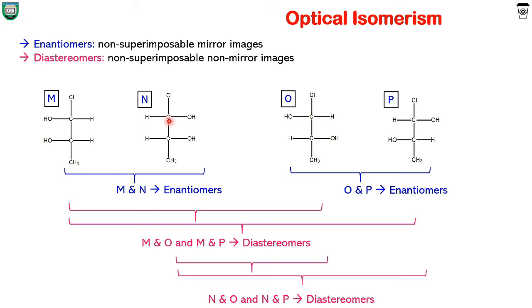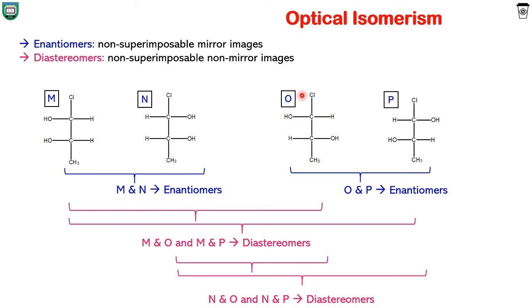In N, the top chiral carbon has OH on the right side and H on the left side, while this one has right side H and left side OH. The second chiral center has OH and H, and this one also has right side OH and left side H. So only one chiral center is inverted while we are moving from N to O. So these two are diastereomers. Same way, M and O, M and P, N and O, N and P are diastereomers.